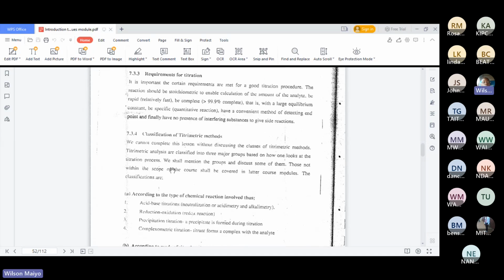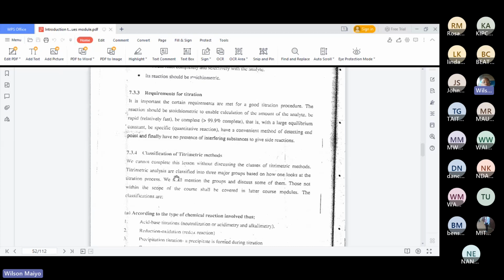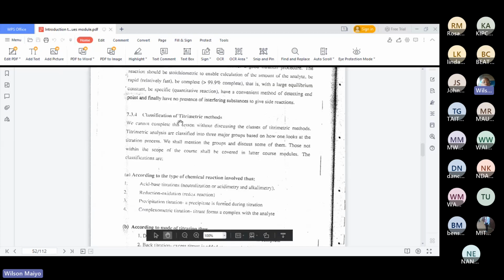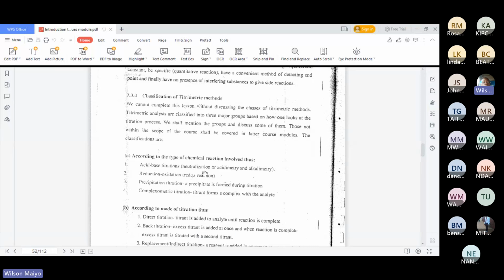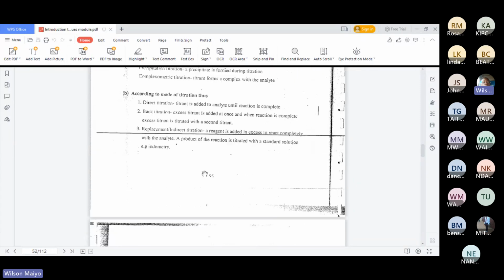So I think you can look at the classifications of titrimetry methods. There are so many types of titrations or titrimetry methods. We have acid-base, we have those that are redox reactions, we have precipitation, we have complexometry titration, and many others.